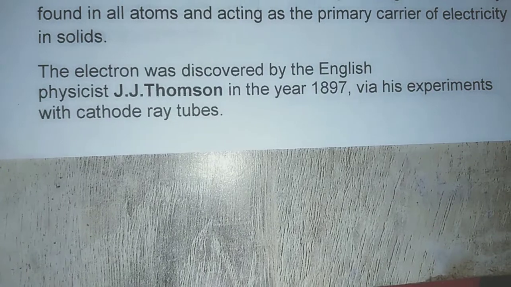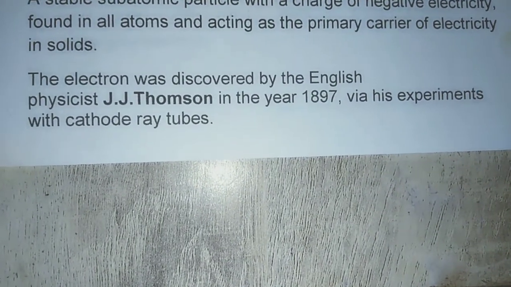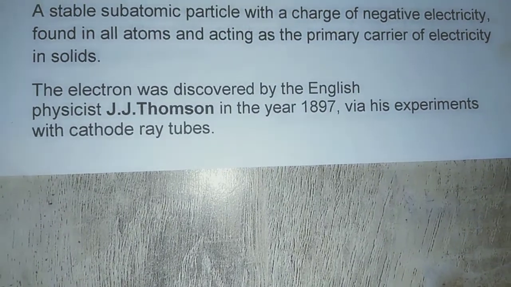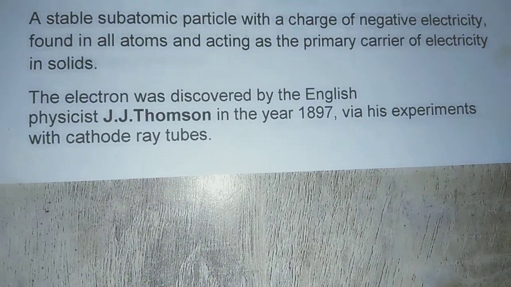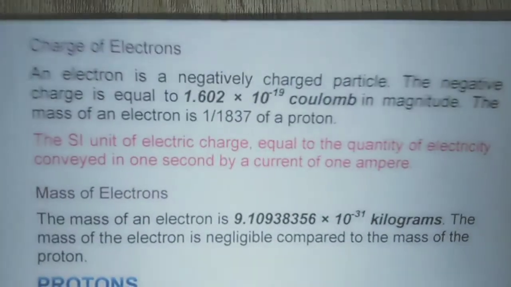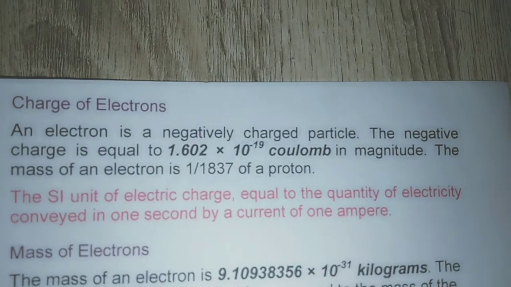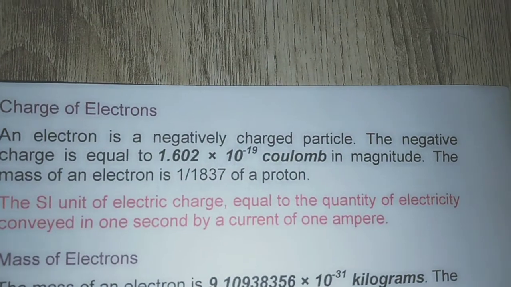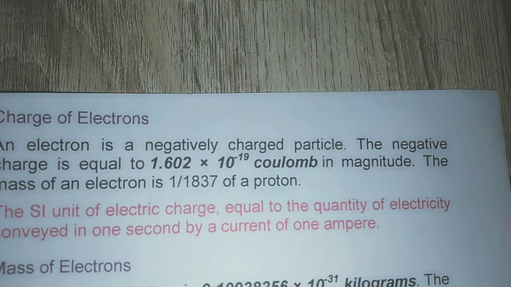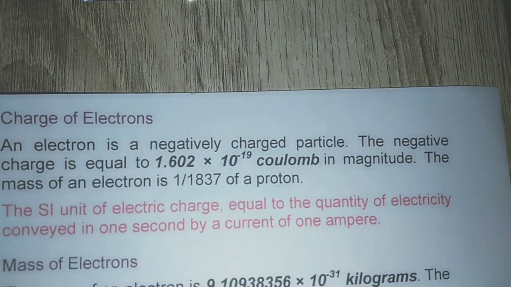The electron was discovered by the English physicist J.J. Thomson in the year 1897 via his experiments with cathode ray tubes. Charge of electrons. An electron is a negatively charged particle. The negative charge is equal to 1.602 times 10 power minus 19 coulomb in magnitude.